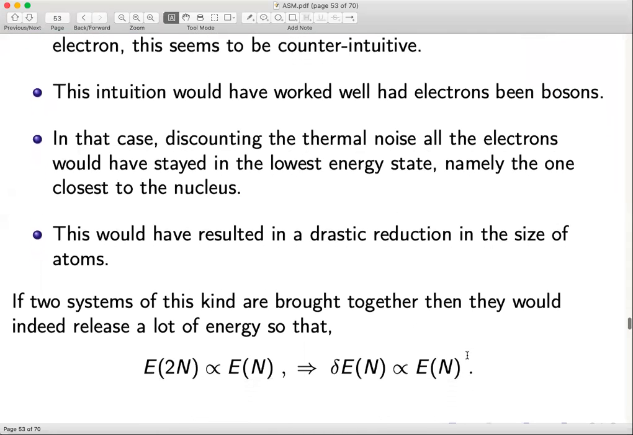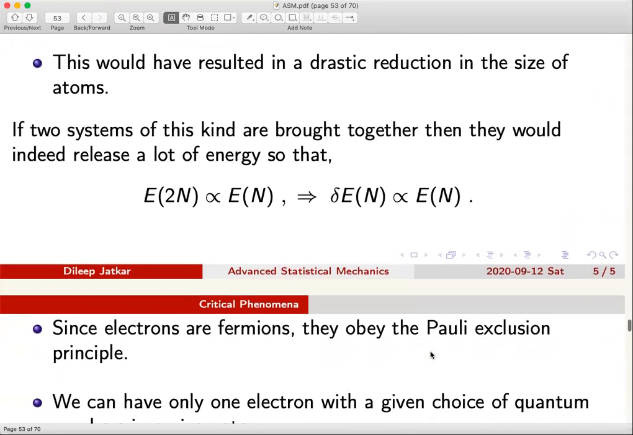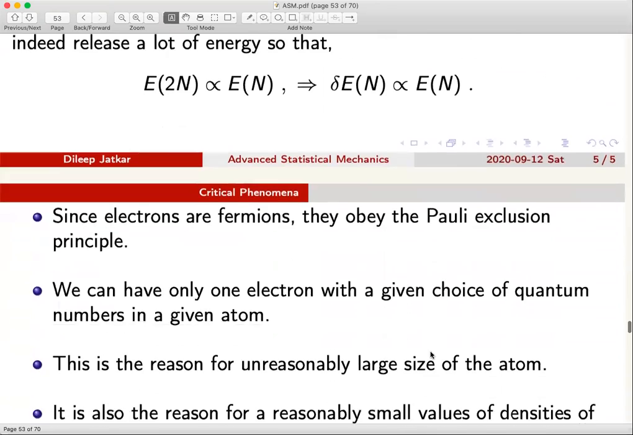Okay, but had the charged particle been bosonic, it would have been all close to the ground state, and therefore the atom would have been pretty small. And in that case, again, the two systems, if you bring them together, the change in energy would be comparable to the energy of the original system.